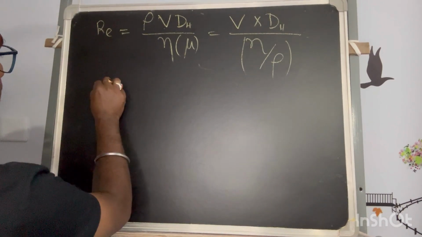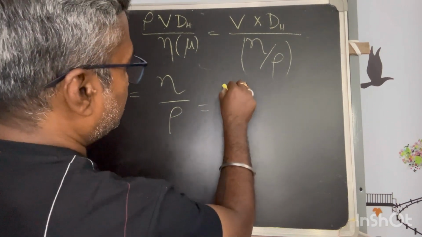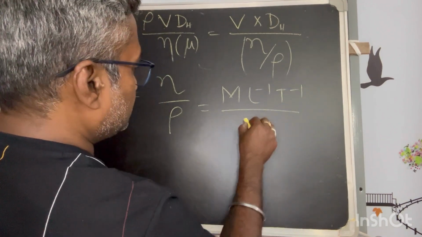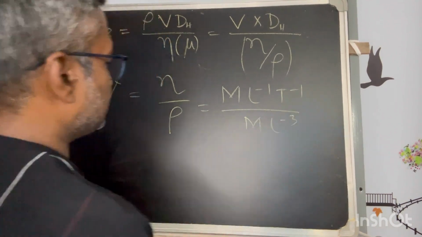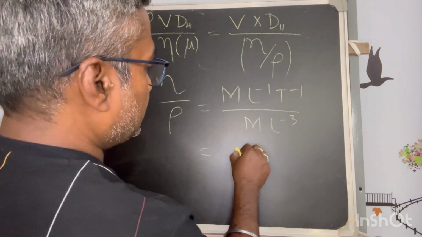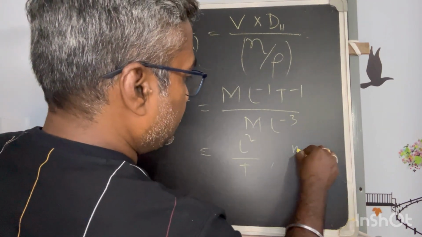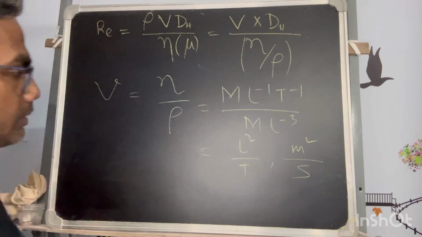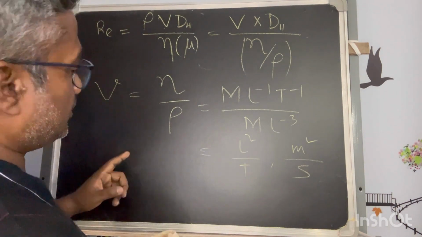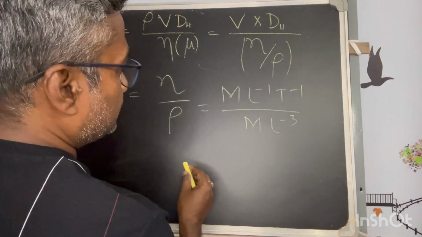Now the nu, which is eta upon rho, if I see the unit, it will become M L^-1 T^-1, and rho is M L^-3. It is mass by volume. So if I cancel it, it will become L square by T. So in SI unit, it will become meter square divided by second. Okay, now this is the unit of kinematic viscosity.